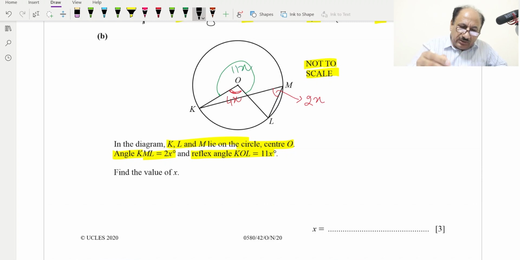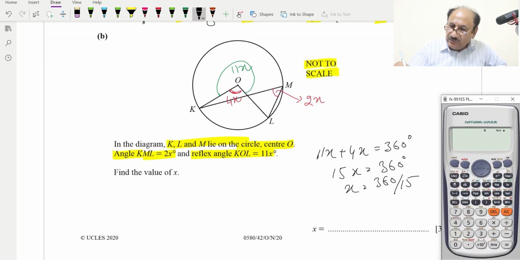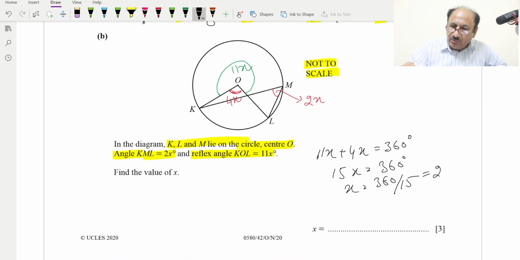So we can calculate: the reflex angle 11x plus 4x is the angle at the center, and this will be equal to 360 degrees. So 15x is equal to 360 degrees, and we can write x is equal to 360 divided by 15. 360 divided by 15 is equal to 24. So the x value will be equal to 24.